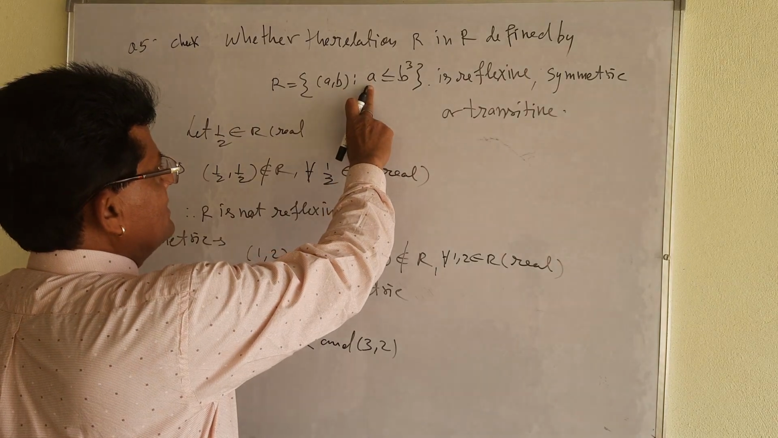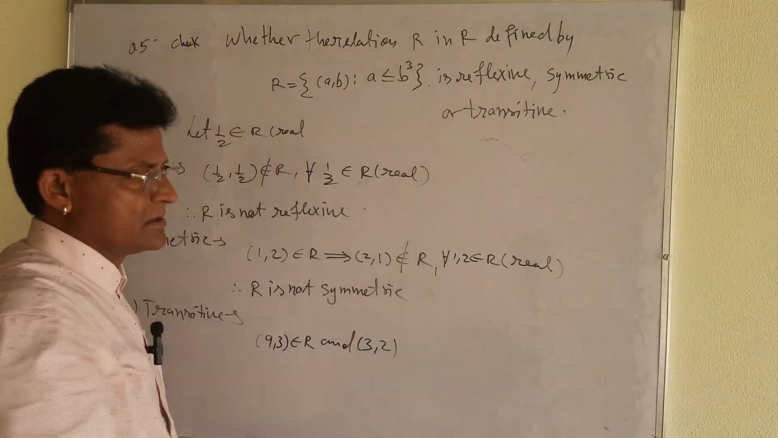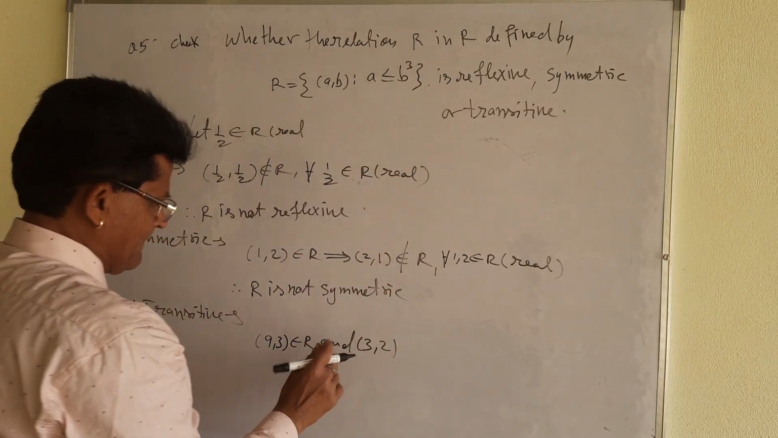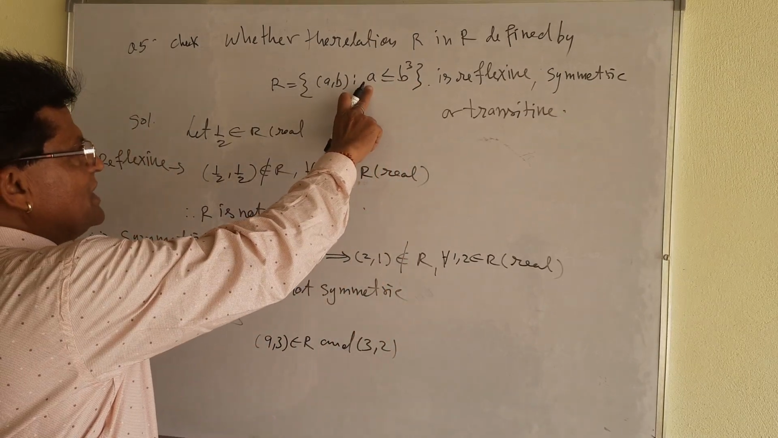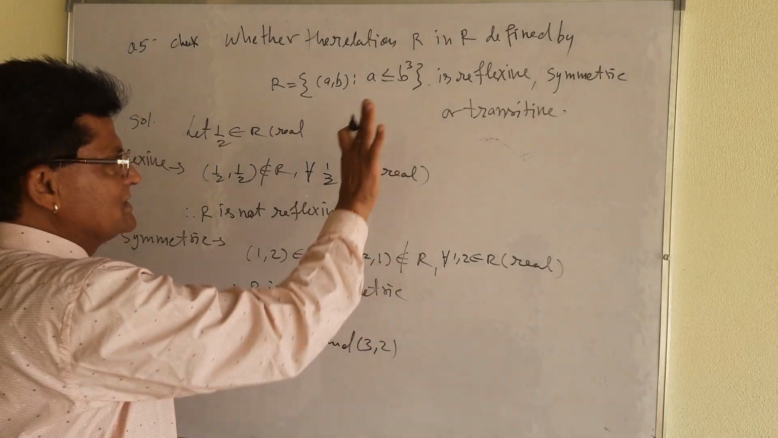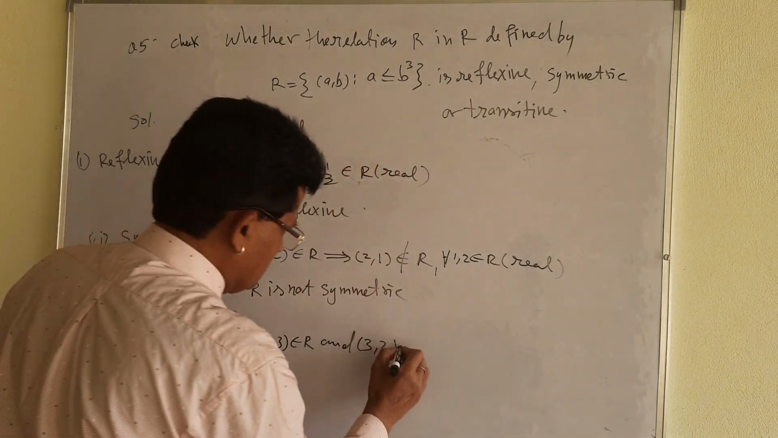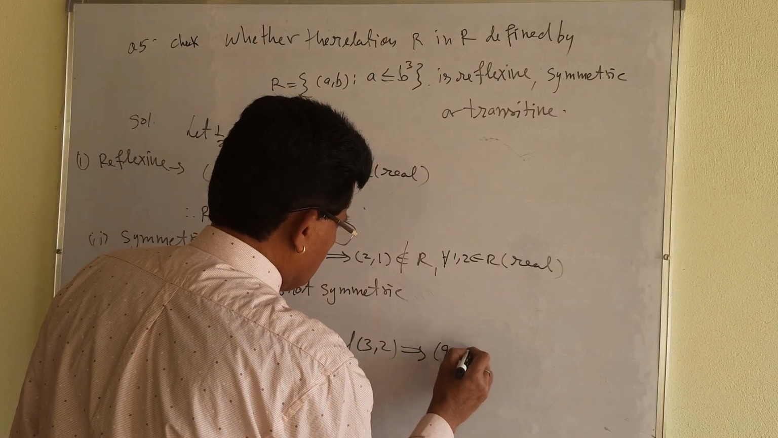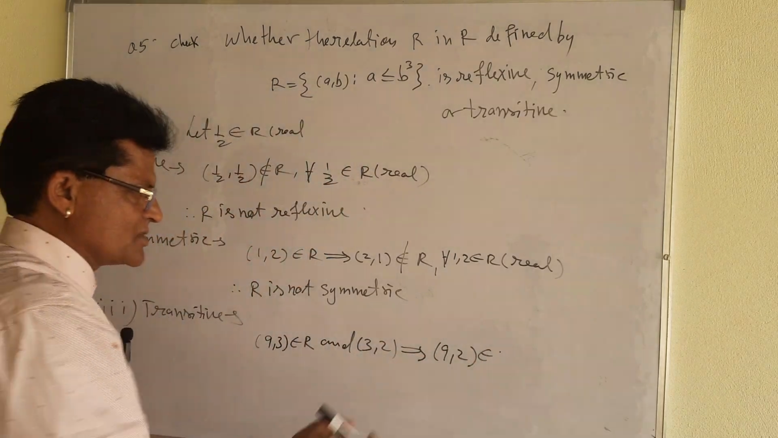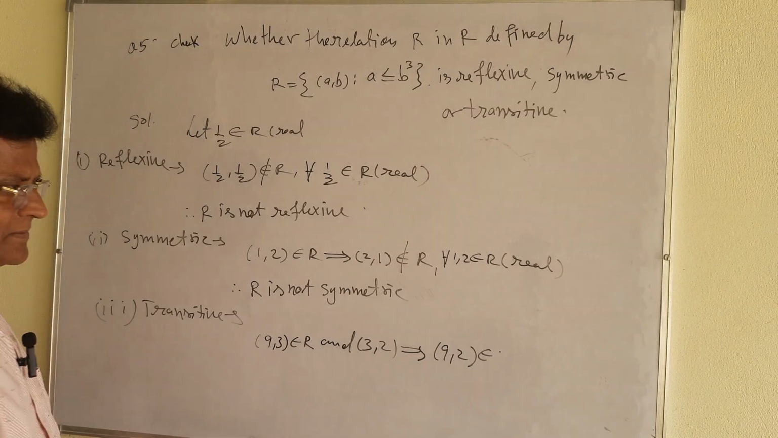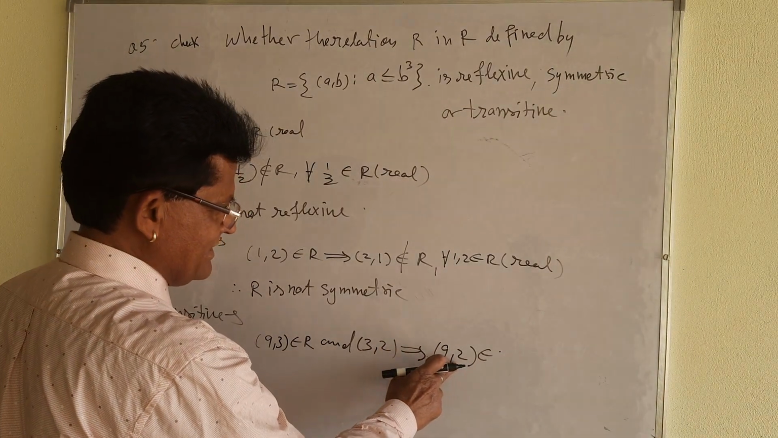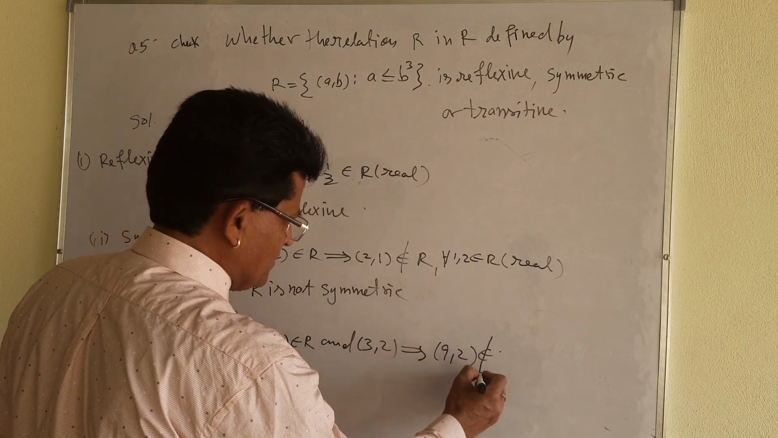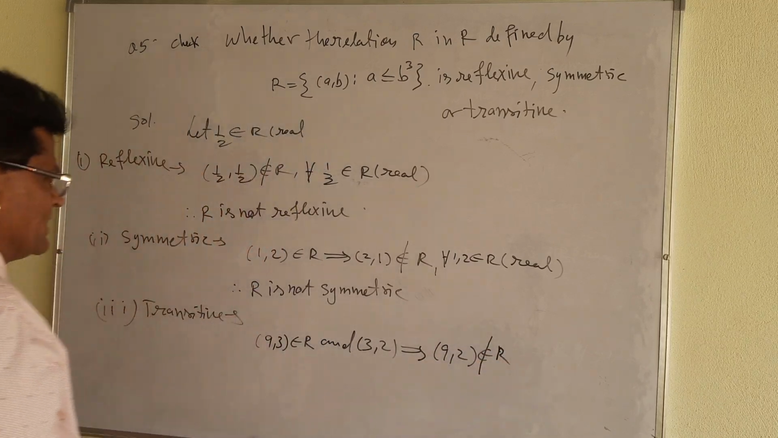a is 9 and b is 3. 3 cubed is 27. Yes, it is correct. 9 is less than 27. Okay, and (3, 2) is here. In place of a you can write 3, and 2 cubed means 8. 8 is less than 3? Quite right. Okay, now it will be (9, 2). My dear student, you see this thing. 2 cubed means 8 and it is 9. Is 9 less than 8? Quite impossible, no. Quite impossible.